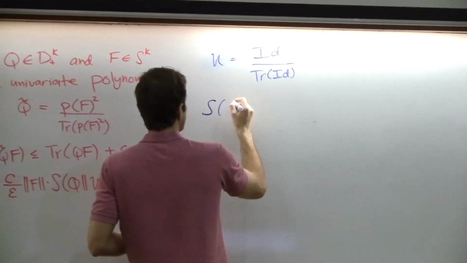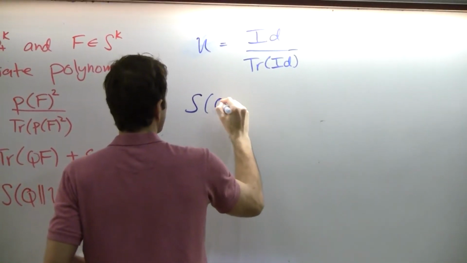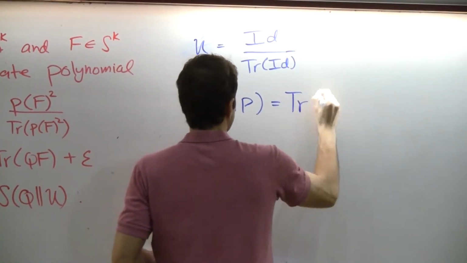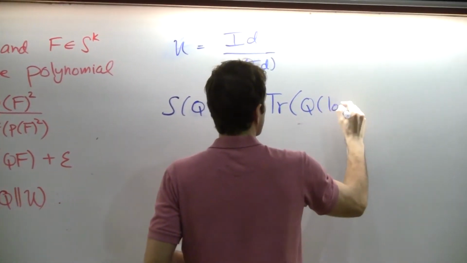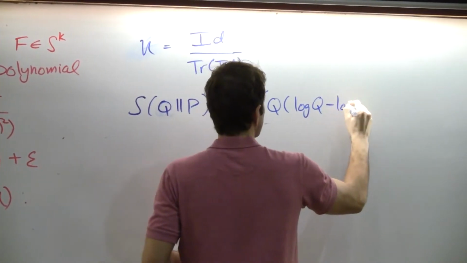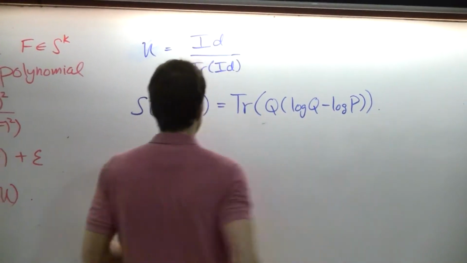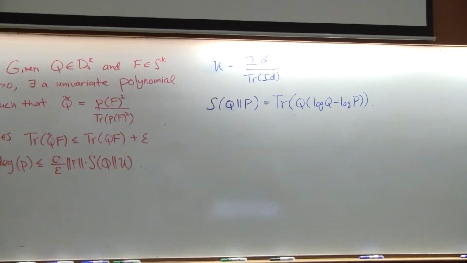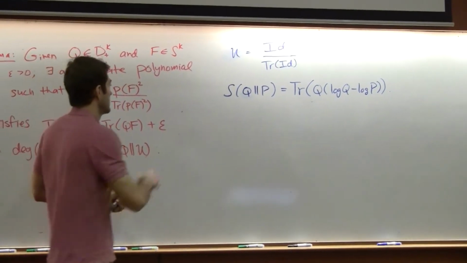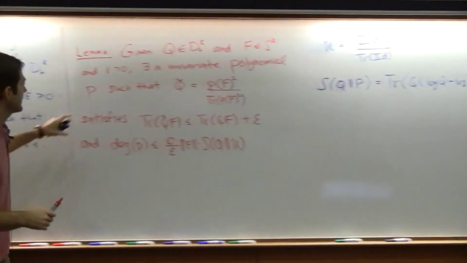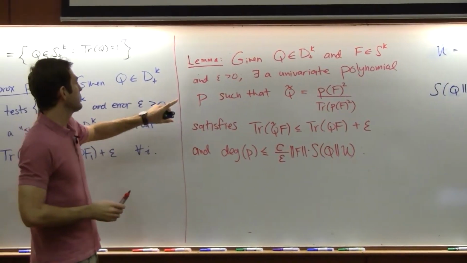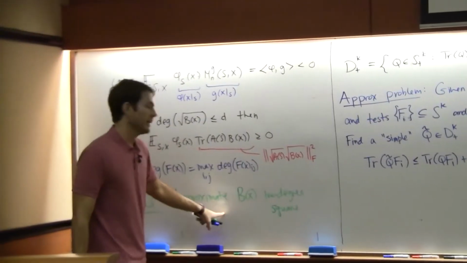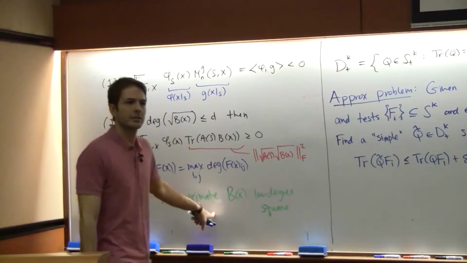In general, between two states Q and P, this is Q log Q minus log P. This is the quantum relative entropy. So is the statement clear? So basically what I want to do now is show how the statement gives the goal and then prove the statement. That's the plan.